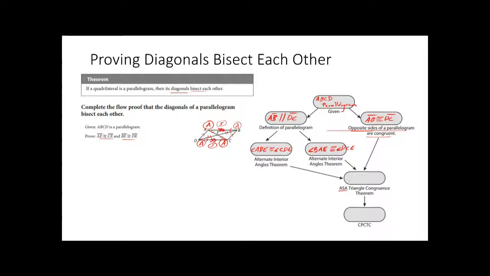It looks like they are. So basically, we have angle side angle. Therefore, these two triangles, triangle ABE, is going to be congruent to the other triangle, CDE.